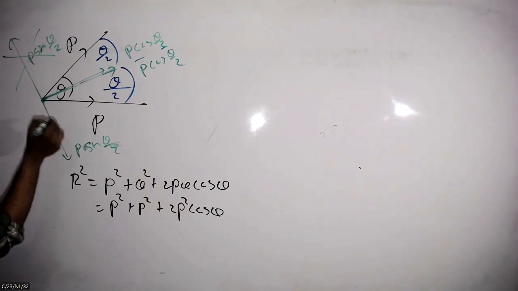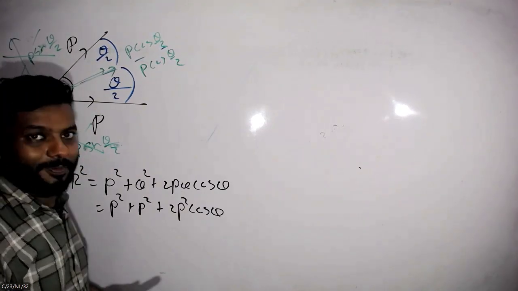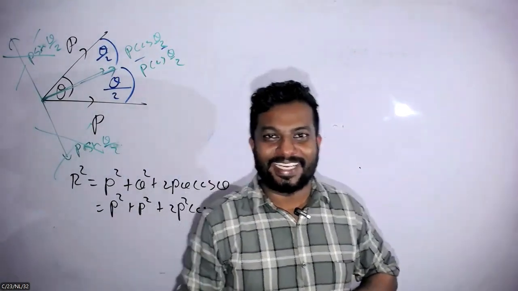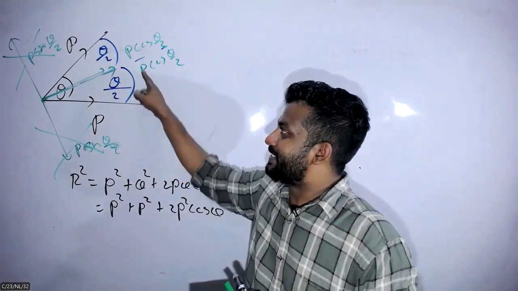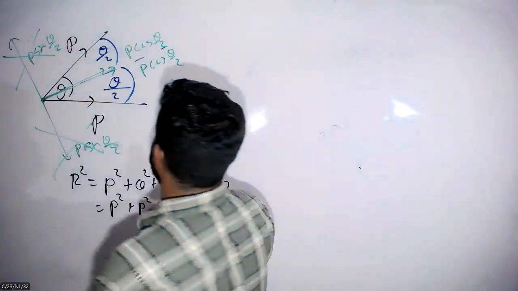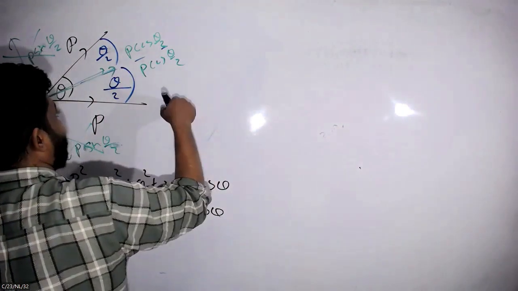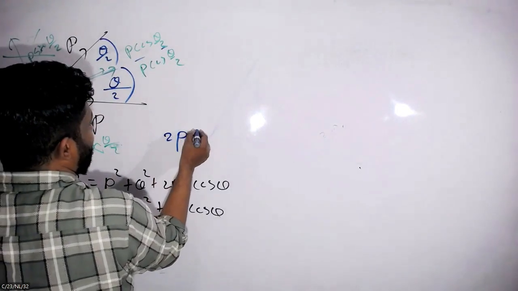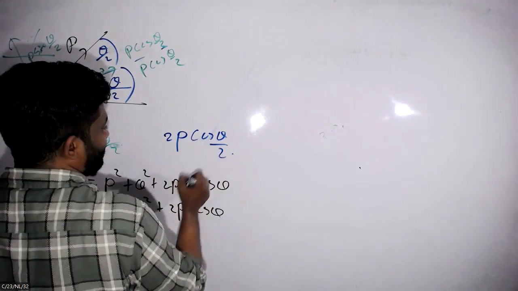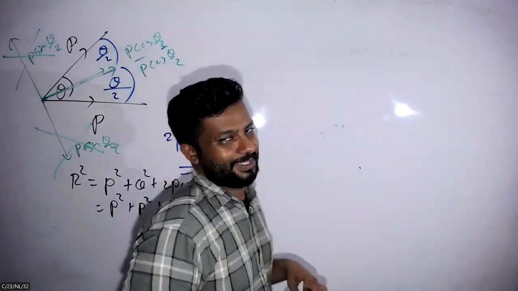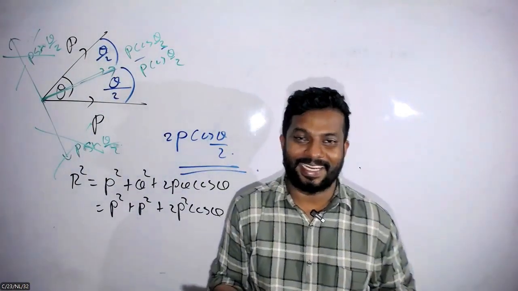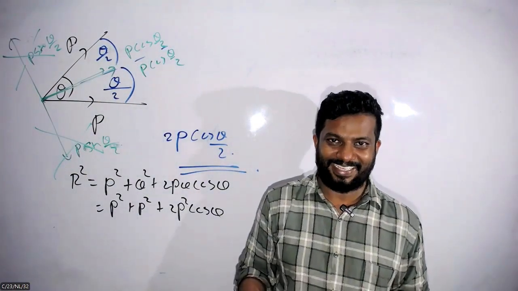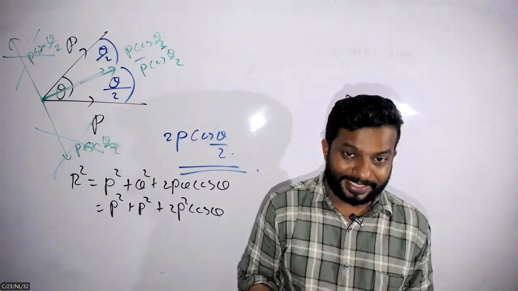Therefore, they mutually cancel out. Those in opposite directions cancel out, children. Then the resultant is the sum of these 2 components. What is the sum, children? p cos theta over 2 plus p cos theta over 2. The answer is 2p cos theta over 2. Got my point? This is the answer. You cannot get this by applying parallelogram law. Right? Let's see the next question.